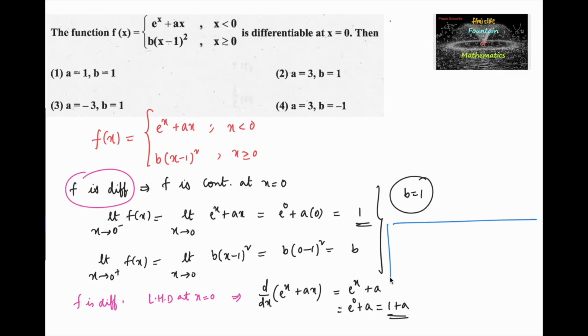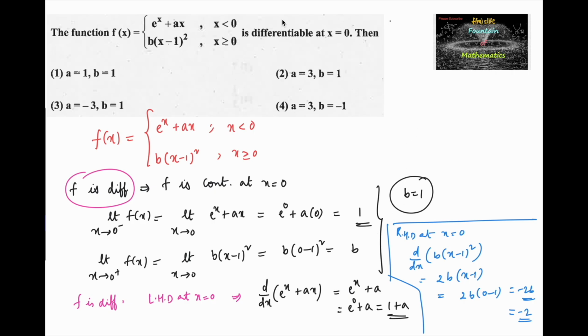Similarly, the right hand derivative at x is equal to 0, we can write d by dx of b times of x minus 1 whole square, that is 2 times of b times x minus 1 into differentiation of x minus 1 is 1. At x is equal to 0, we can write 2b into 0 minus 1, which is minus 2b. And we got the value of b is 1, so which is minus 2.